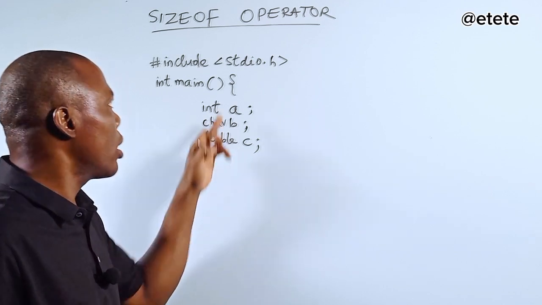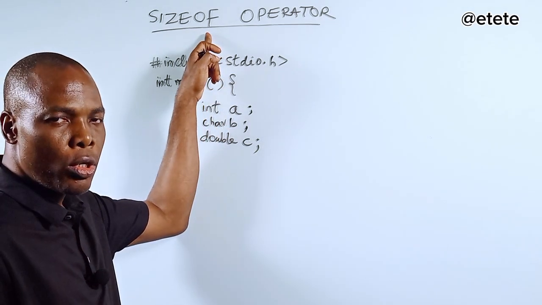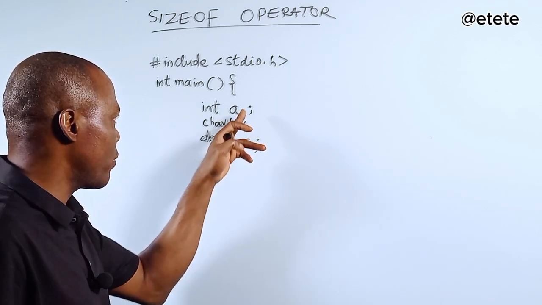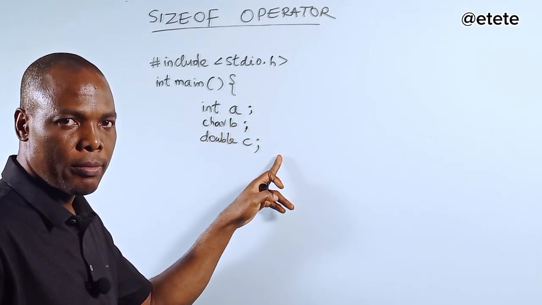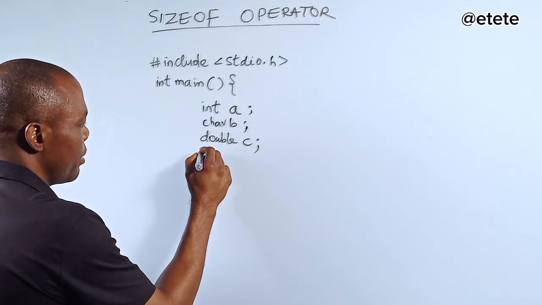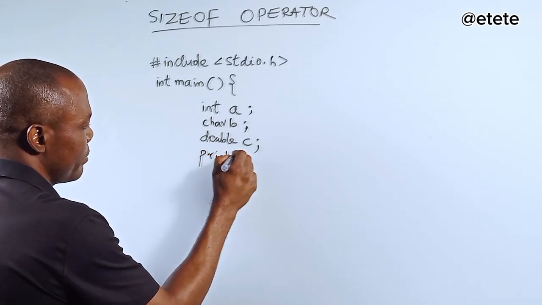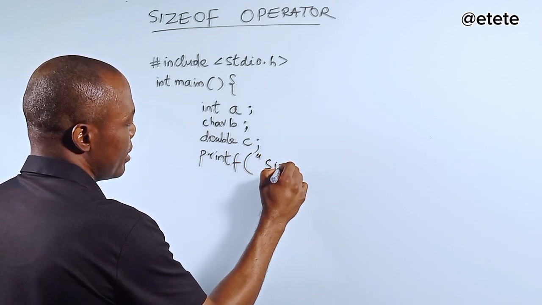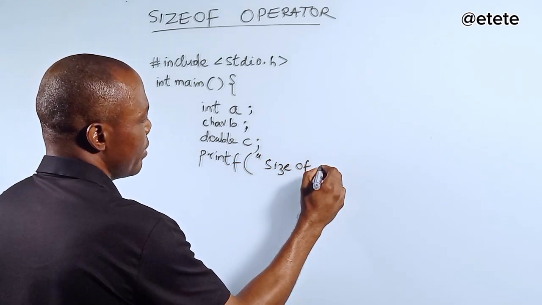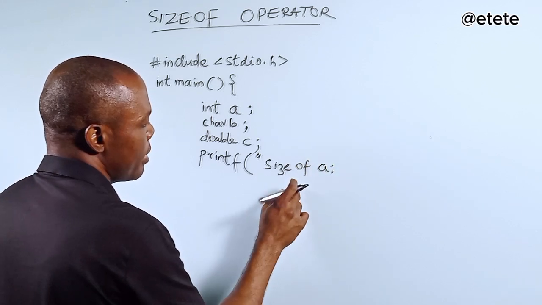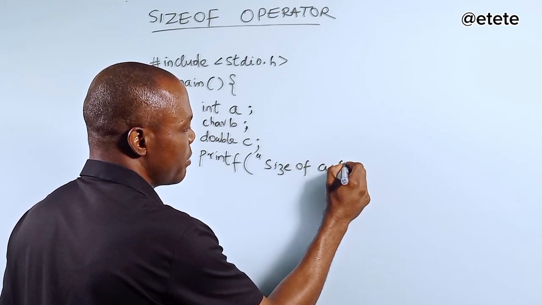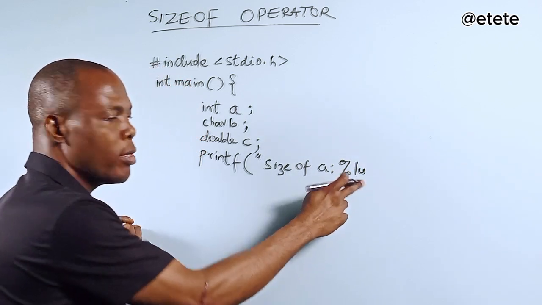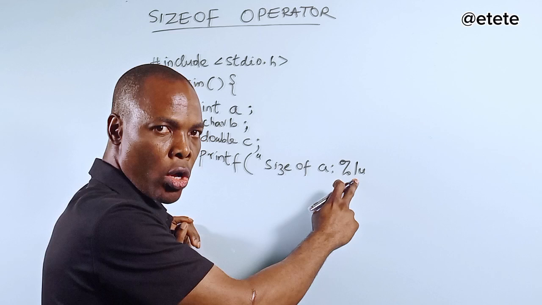I am going to call this sizeof operator to tell me the size of the memory that will be allocated for this, and for this. So I will come to my print function, printf. Then here I will say sizeof a. Then I'm going to call my format specifier. Here I'm going to use %lu, which is unsigned long.